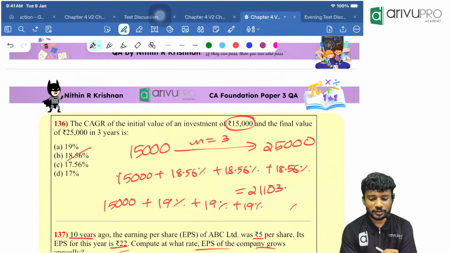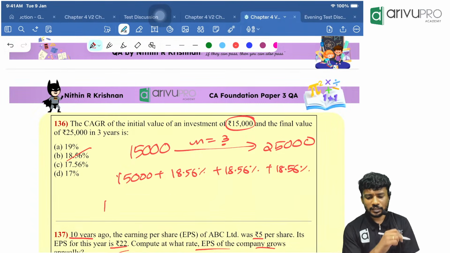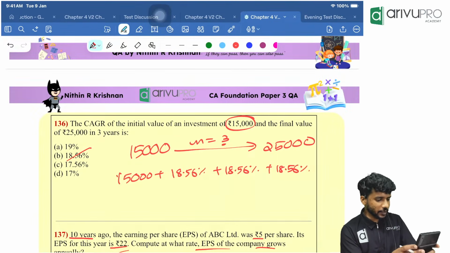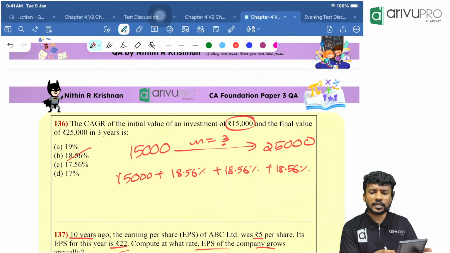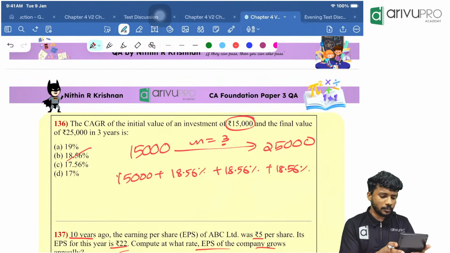What was the mistake I made? n is 3, but I did it for 4 times. Option B itself you tried up. Everyone try, B itself is giving the correct answer. Check again. 15,000 plus 18.56 percent. That becomes 17,784. Plus 18.56 percent, that became 21.0. Then one more time plus 18.56 percent is giving approximately how much?